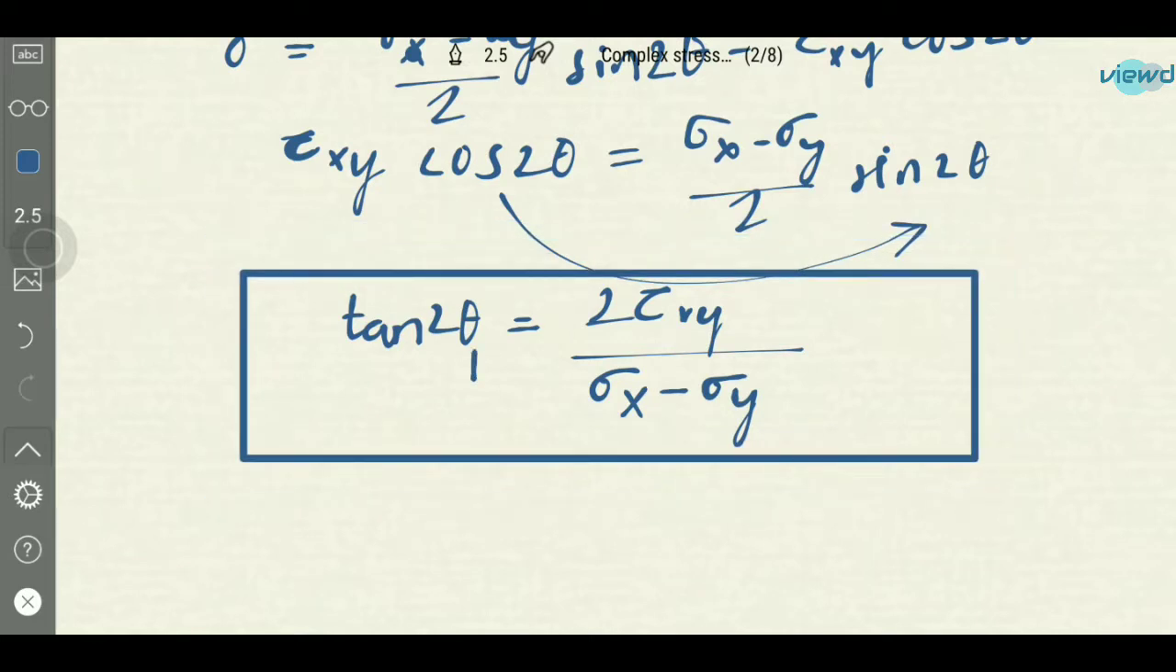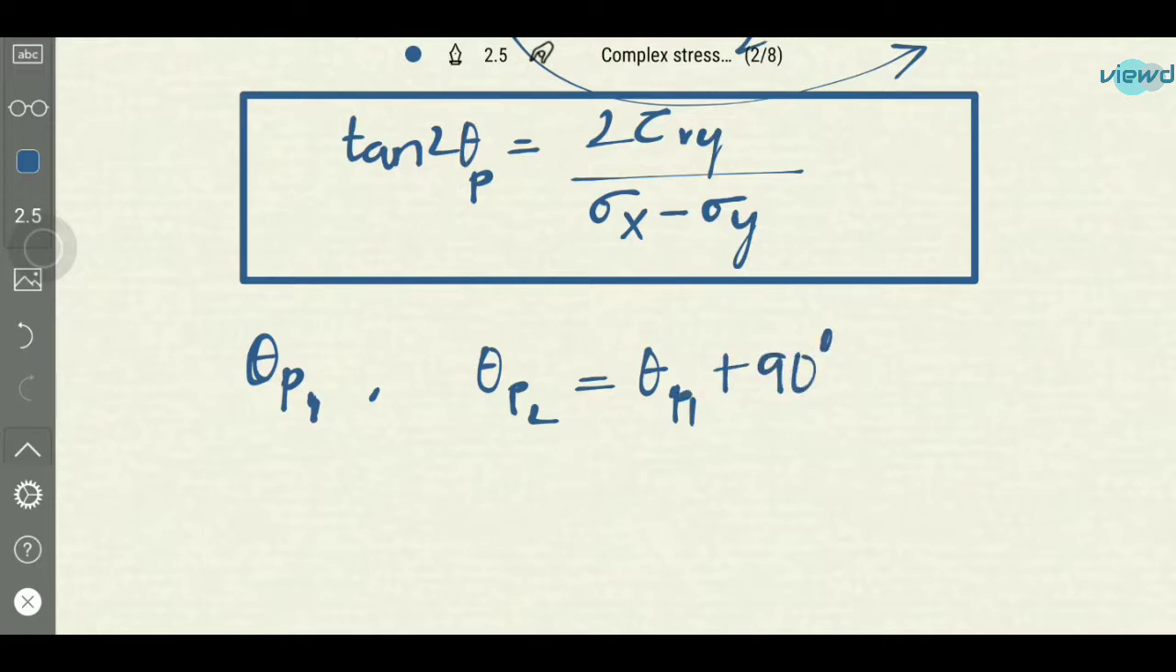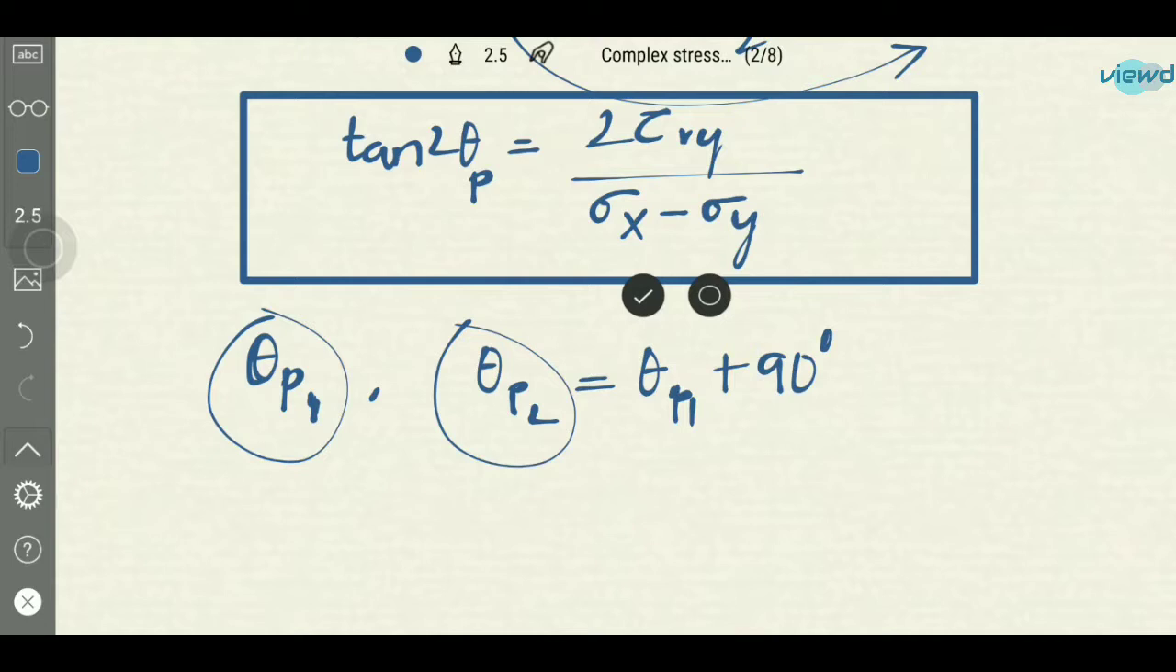So this is the formula for tan 2 theta p. Sorry, this will be p. This theta p indicates the angle of the principal plane with the vertical axis. As I said, in a 2D stress system there will be two principal planes. One is theta p1, the angle of the first principal plane, and the other, theta p2, will be perpendicular to the first plane. One is theta p1, the other is theta p2: theta p1 and theta p1 plus 90 degrees.